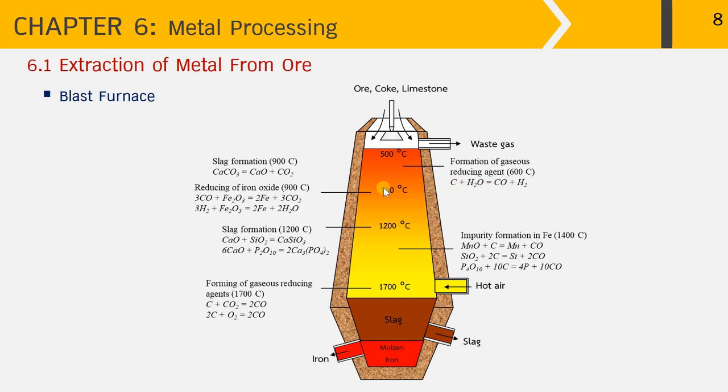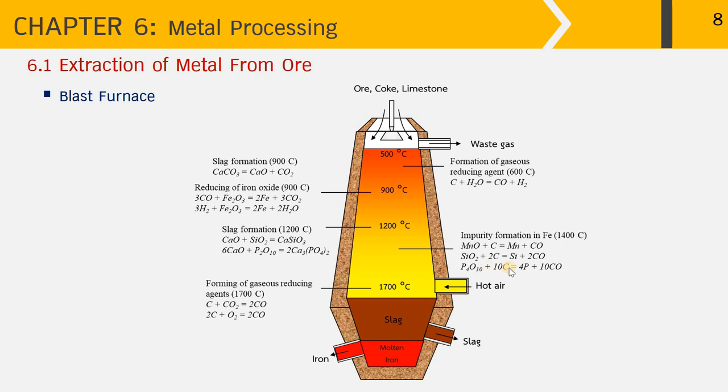Then the slag formation takes place at 900 Celsius, where calcium carbonate is converted into calcium oxide. That is the suitable condition for the reduction of iron oxide at this temperature, where the carbon monoxide combines with ferrous oxide to form metal iron at 900 Celsius. Then the slag is formed at the highest temperature of 1200 Celsius. The calcium oxide combines with silica to form calcium silicate, for example.